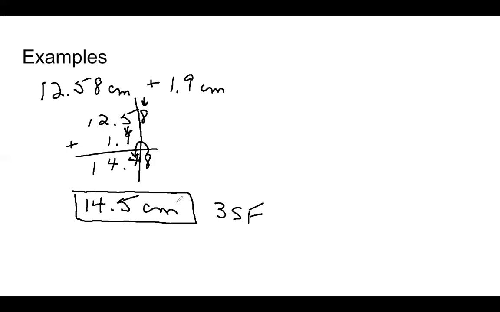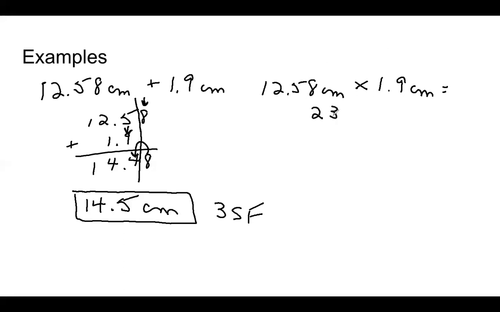3 sig figs there. Okay, now suppose that our question was 12.58 centimeters times 1.9 centimeters. And we want to figure out what this equals. First of all, we just do the operation. So this one I'm going to do on my calculator. So 12.58 times 1.9 equals, and I'm just going to write down all the digits that my calculator tells me.